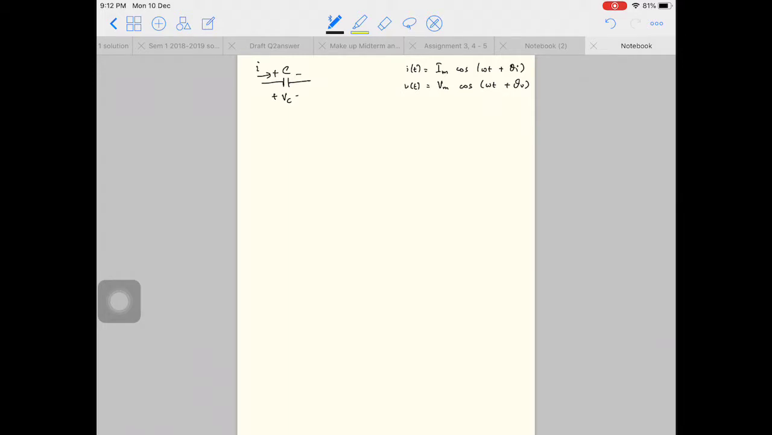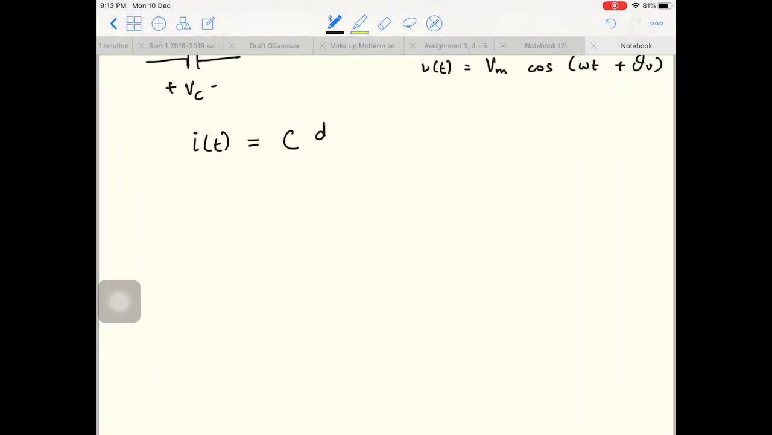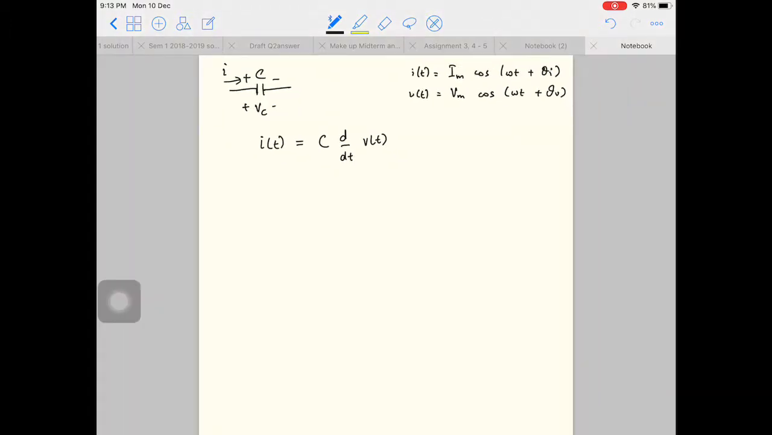And if we relate the current and voltage of this capacitor, we know that we have a current equal to C dV/dt, and we know that this is in the time domain.